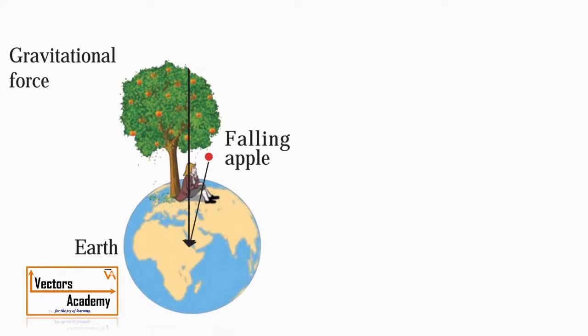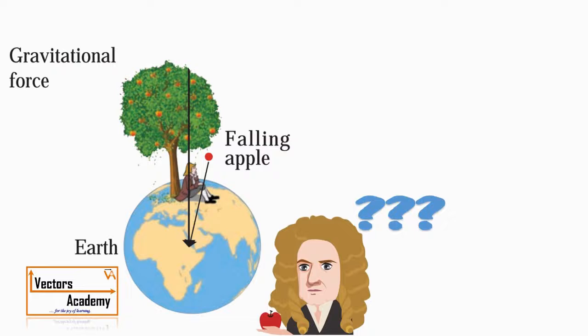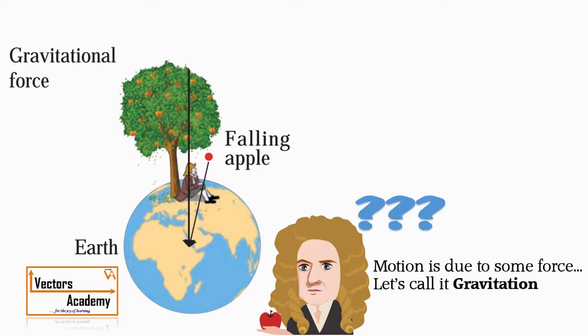Sir Isaac Newton was sitting under an apple tree when suddenly an apple fell down. Newton started thinking, why does the apple fall down? Why doesn't it go horizontally or at some angle? So he came up with the concept that the earth might be attracting the apple towards itself. So he decided to give that force a name, that is what we call gravitation.